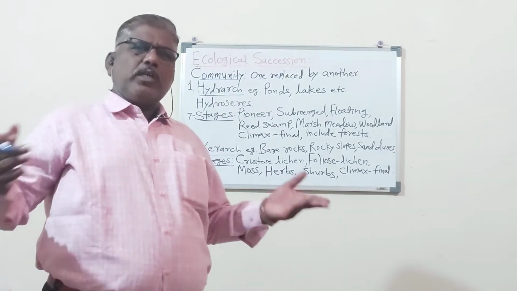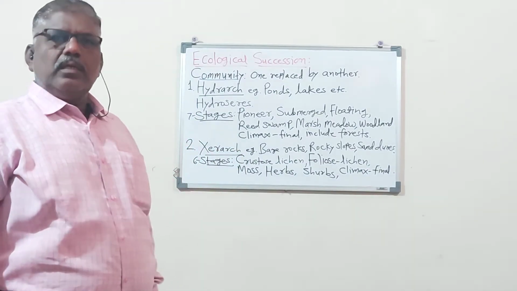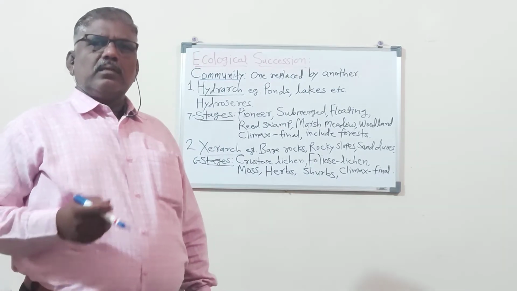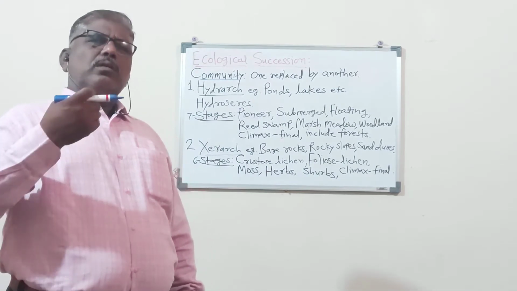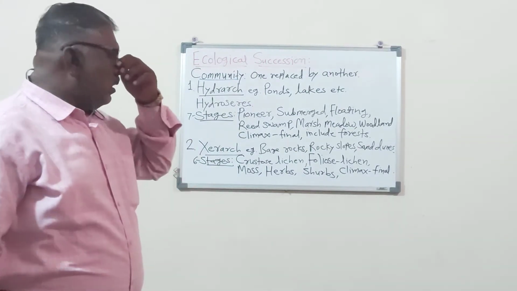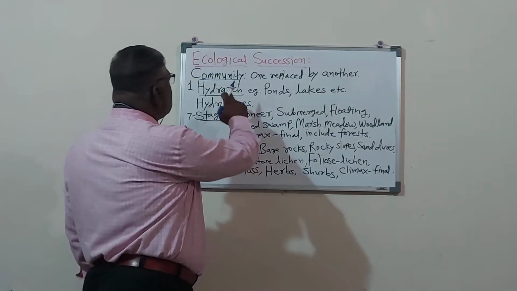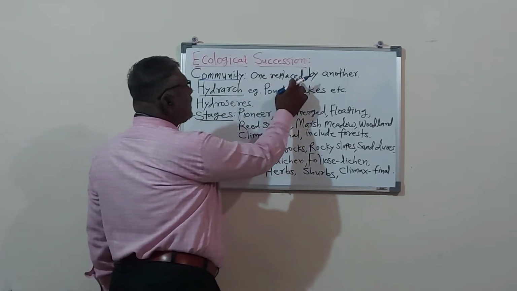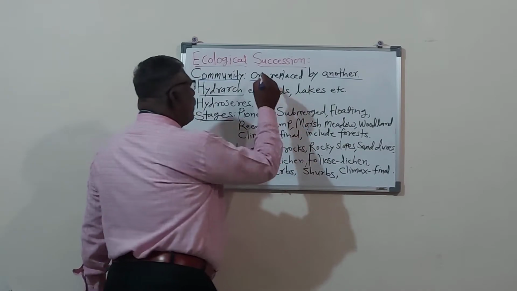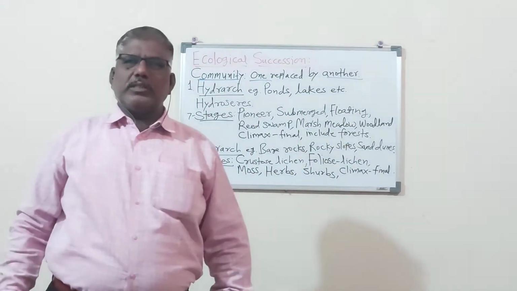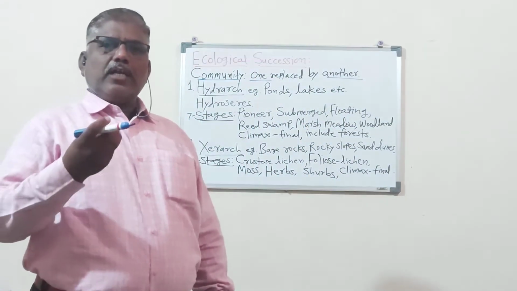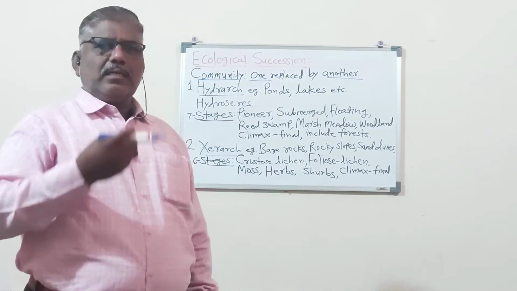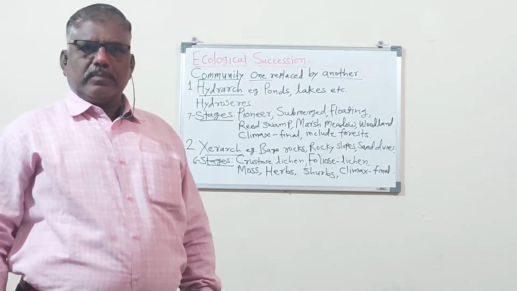So different communities are found in the ecosystem: fish community, frog community, Daphnia community. A number of communities are living together, and there is a special character of a community: one community is replaced by another community. For example, in aquatic media there is algae. Algae is a plant community.